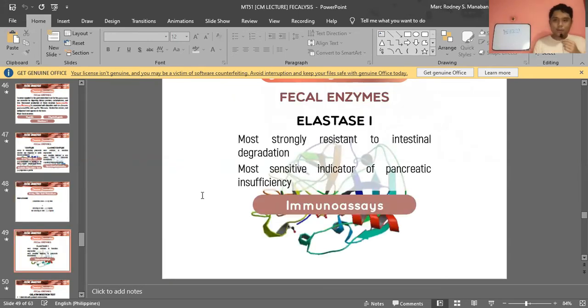Siya gyud ang pinaka-resistant to intestinal degradation. So therefore, siya gyud ang most sensitive indicator of pancreatic insufficiency. So if there will be a question like, which of the following enzymes is the most sensitive, the best marker for pancreatic insufficiency, then you answer elastase 1. Or pwede na yuban elastine. Basta elastase, elastine. Okay? And how do we determine this? Immunoassays. Kato atong na-mention, ELISA. Alright, so that's for the fecal enzymes.